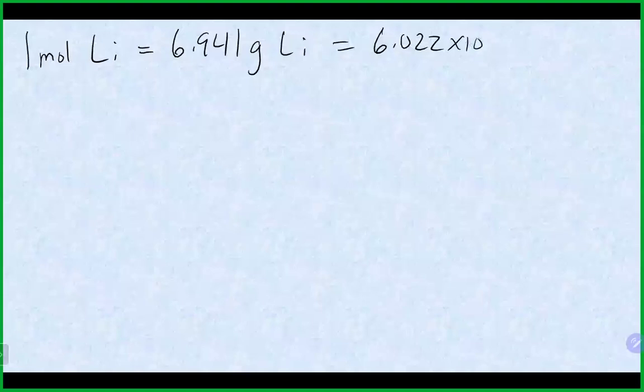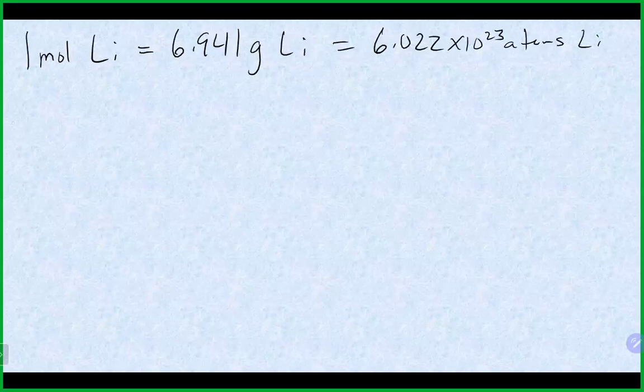Now, what is the relationship between all those things? For example, if I have 1 mole of lithium, I know from the periodic table that is 6.941 grams of lithium. And I also know that if I have 1 mole of lithium, that is 6.022 times 10 to the 23 atoms of lithium. All those things are related to each other.